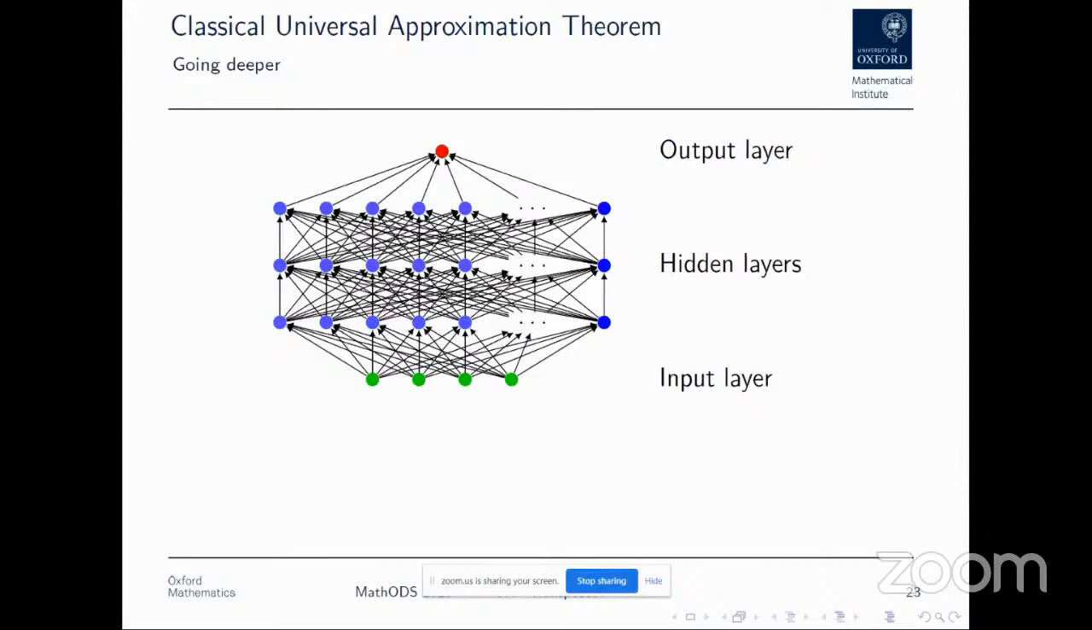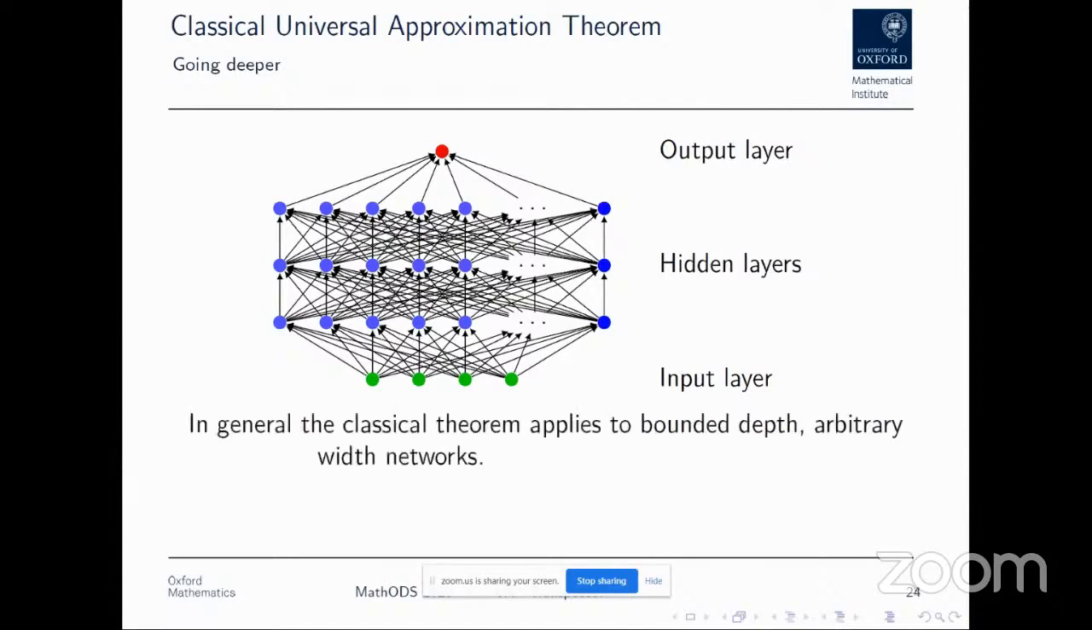You can just apply the classical theorem to the first hidden layer, ask that it approximate your desired function, and then have your second and third and so on hidden layers just approximate the identity, which they can do by the theorem, right? The identity is one of these functions that we can approximate. So it's quite clear that for any such network, which is bounded depth and arbitrary width, the classical theorem applies. Okay, and I refer to these as shallow wide networks.